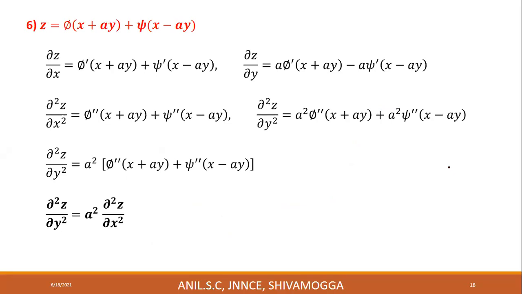z is equal to phi of x plus ay plus psi of x minus ay. Different notations are used here. z is equal to phi of x plus ay and psi of x minus ay. Let it be equation number 1.